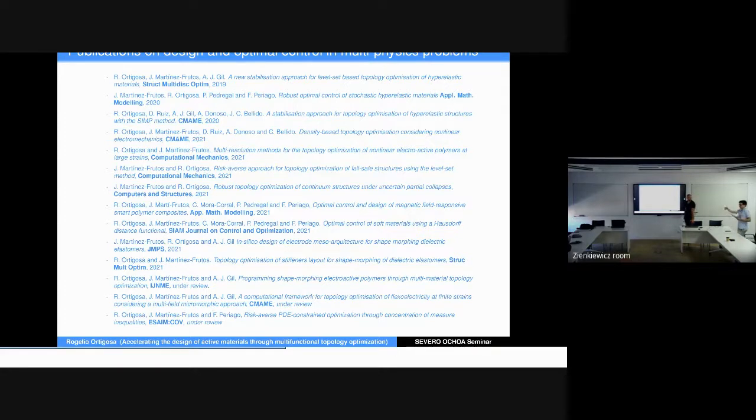Any other question? Yeah. Thank you for your very nice talk. I have a question regarding these inverse problems for shape morphing. Is your objective function on the shape or on the mapping? It depends. Sometimes it's the shape. I want a specific shape to be attained. And sometimes I'm just maximizing or minimizing displacements.